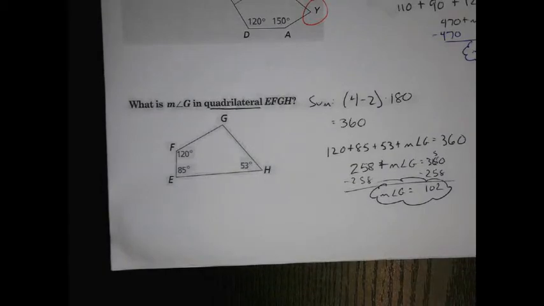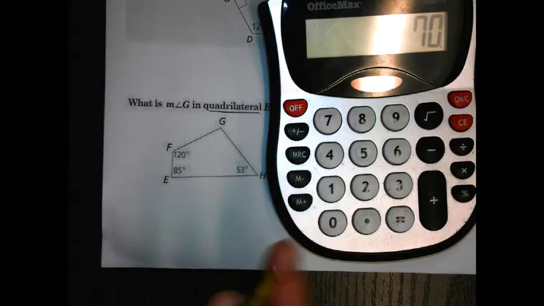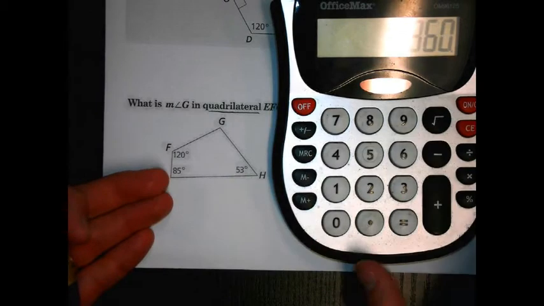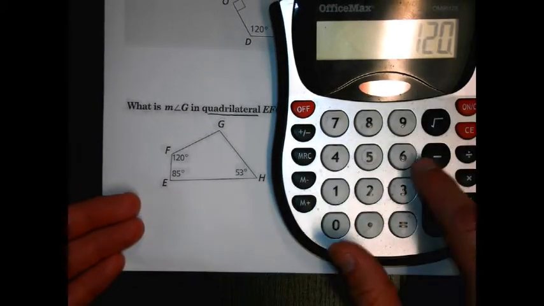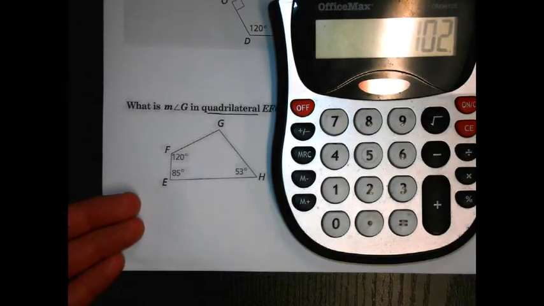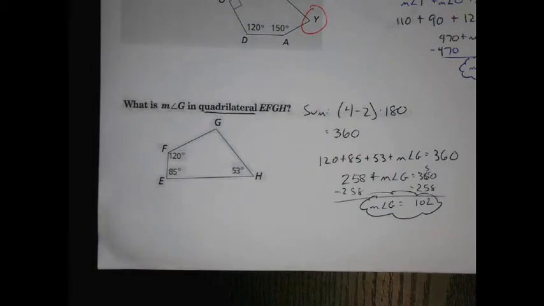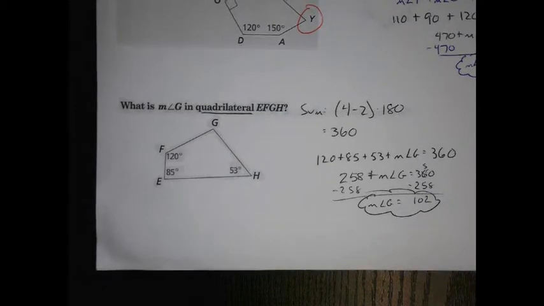So I can show it that way, or I can cheat. Okay, so I'll start with my 360 because that's my total. I'm going to subtract 120. I'm going to subtract 85. I'm going to subtract 53, 102. Okay, so everything checks. Yay. And that's how we can do that. Okay, so that's angle measures.